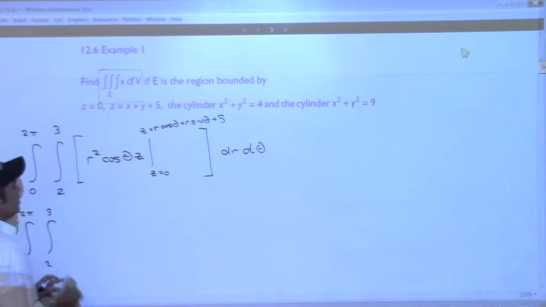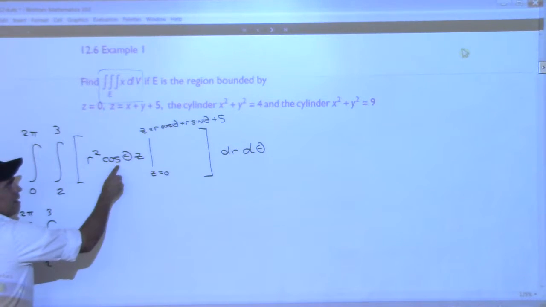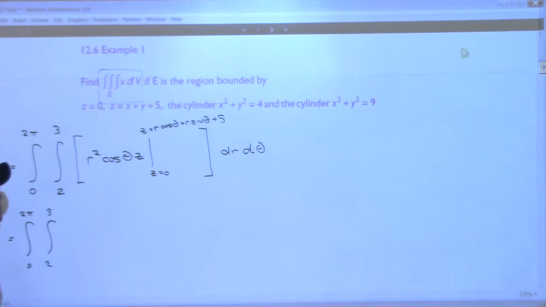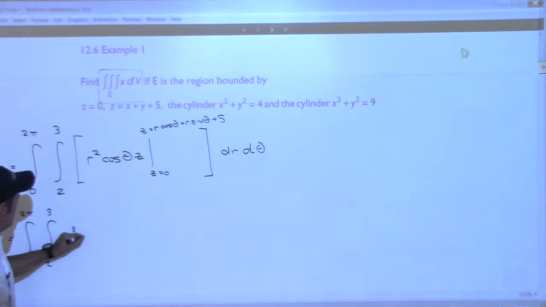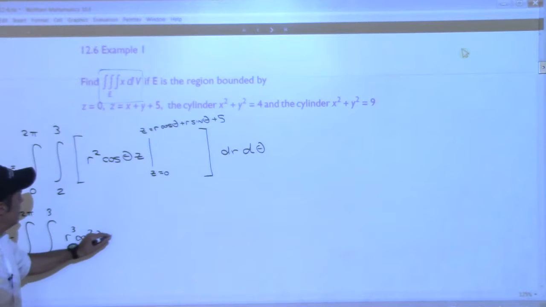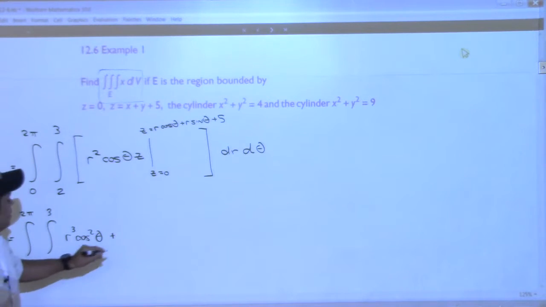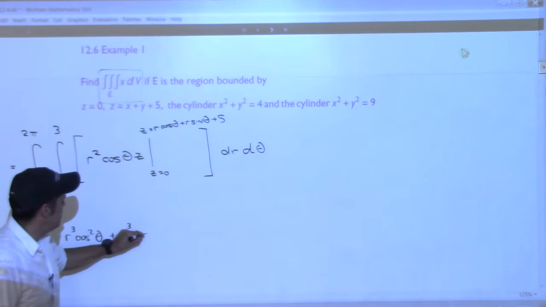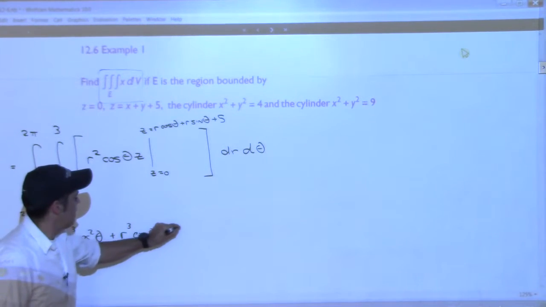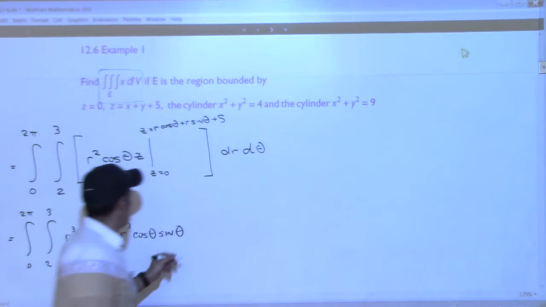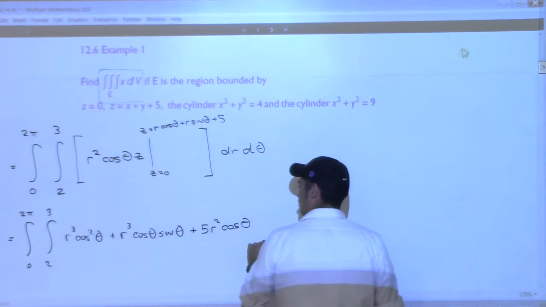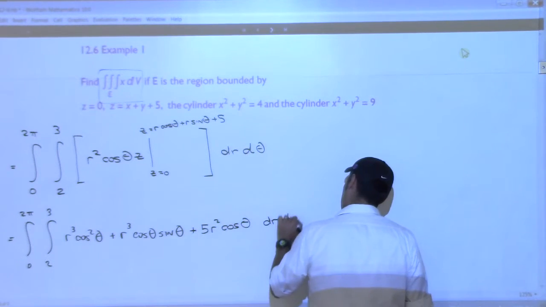The way I'm going to look at it is I'm going to take r squared cosine theta and distribute it through to each of these. Is that all right? Because that's what's going to happen. So what do we get? Our first term would be r cubed cosine squared theta. Then r cubed again, cosine theta, sine theta. And then the last term should be plus 5 r squared cosine theta, dr d theta.